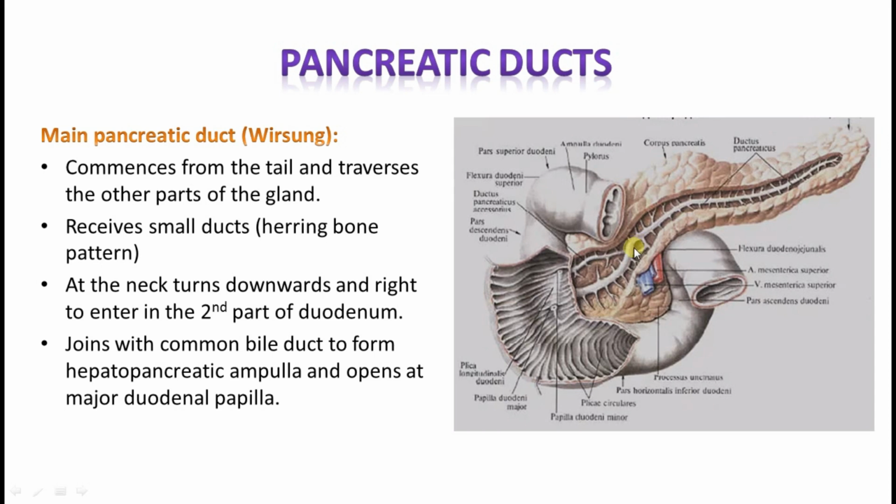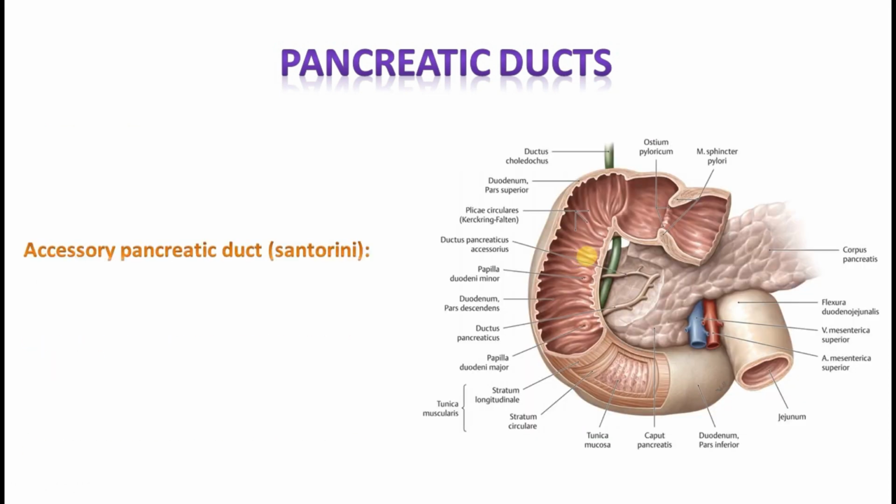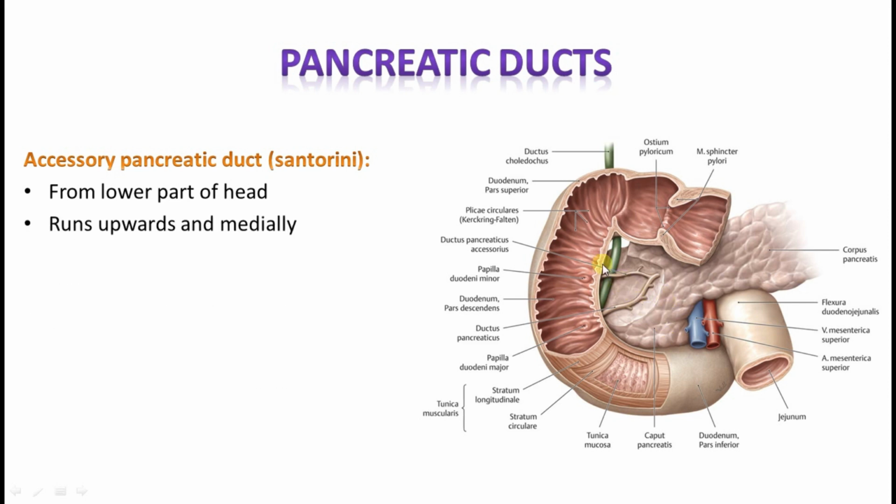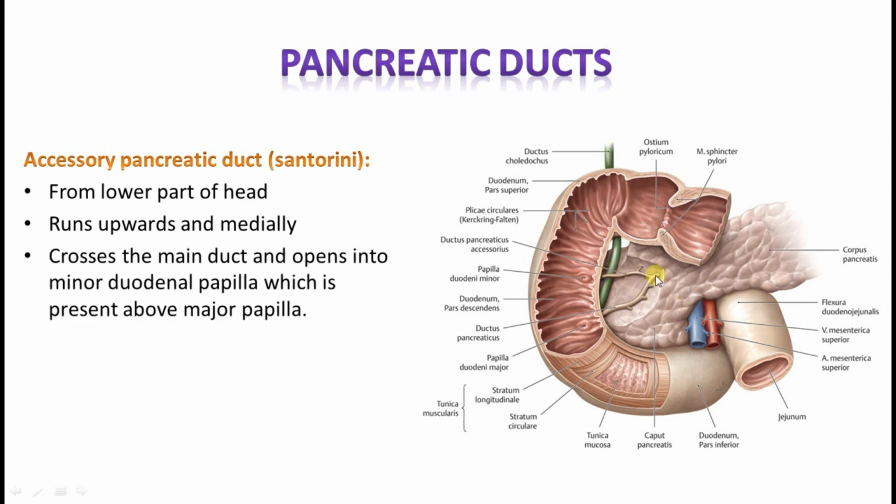Sometimes you also come across this accessory pancreatic duct, also called Santorini. The accessory pancreatic duct mainly starts from the uncinate process. Okay, lower part of the head, that is near the uncinate process. And then it runs upwards and medially, and then finally crosses the main duct and opens into the minor duodenal papilla.